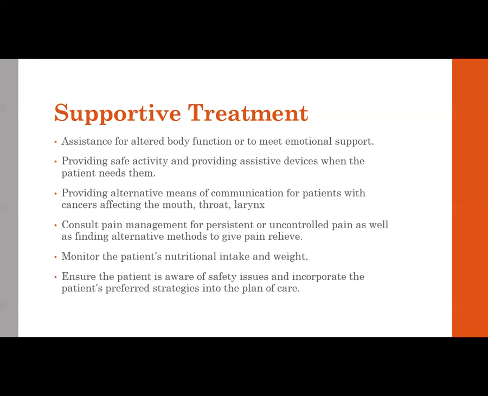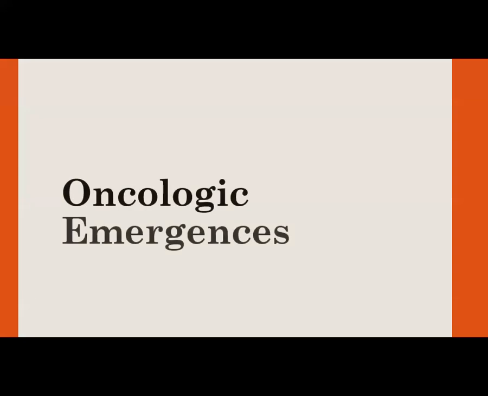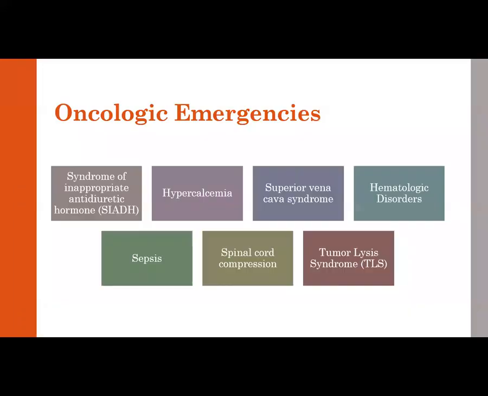For our patients who have cancers in the mouth, larynx, or throat, make sure that we have them write things down or communicate in some other way. Monitor your patient's nutritional intake and weight, make sure that they're aware of safety issues, and keep giving them autonomy, letting them put their preferred strategies into the plan of care. The next thing we're going to be talking about is our oncological emergencies.